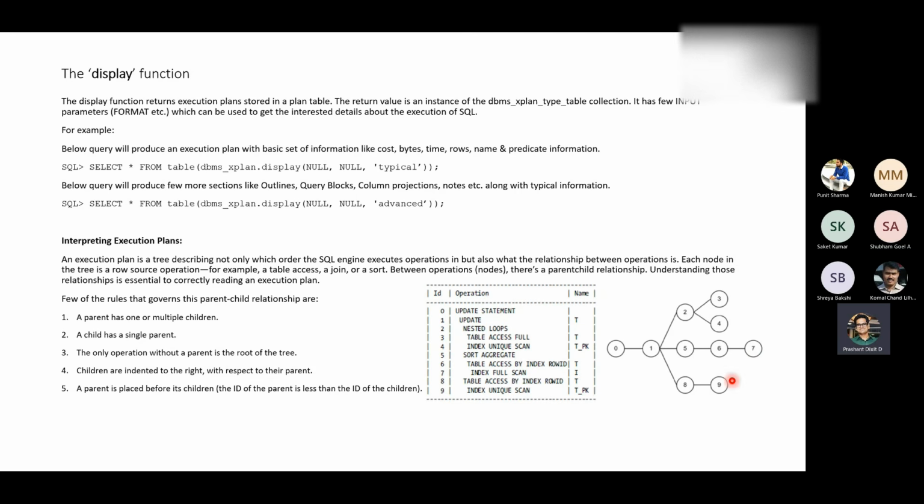So for example, it will always start with the leaf blocks 3, 4, 7, 9. That means the operations sitting at ID number 3, 4, 7, 9 will be the very first ones which will do the work and will pass on their results or inputs to their parent, right? So let's understand 7 first. 7 is actually doing an index full scan. By the way, do you know what an index full scan is? Anyone would like to answer this?